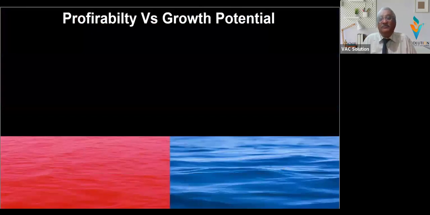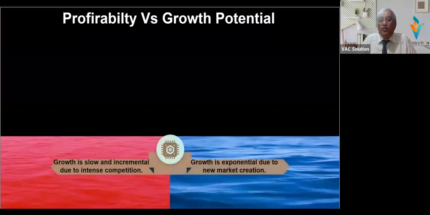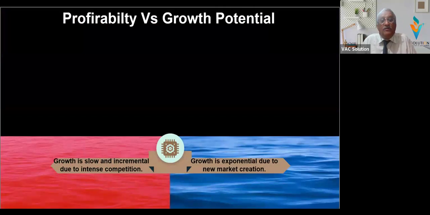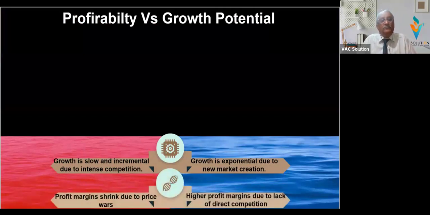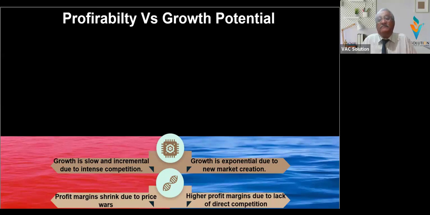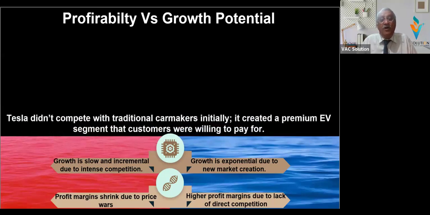Then, profitability versus growth potential. In traditional strategy, growth is slow and incremental due to intense competition. But in the case of Blue Ocean strategy, growth is exponential due to new market creation. Exponential, it totally zooms up. Profit margins shrink due to price wars in red ocean, whereas in blue ocean there are higher profit margins due to lack of direct competition. Tesla didn't compete with traditional car makers initially. It created a premium EV segment that customers were willing to pay for.